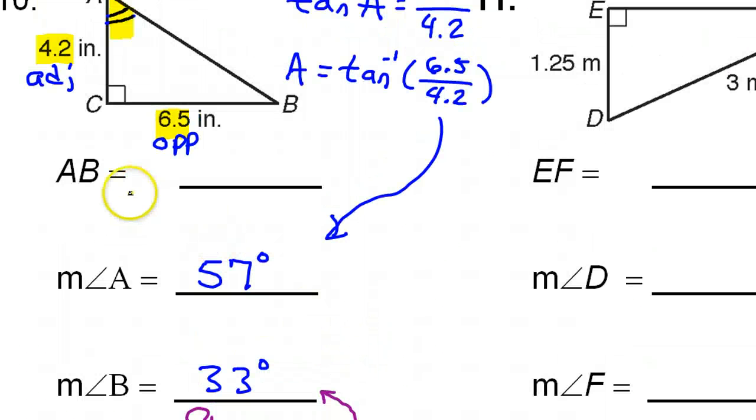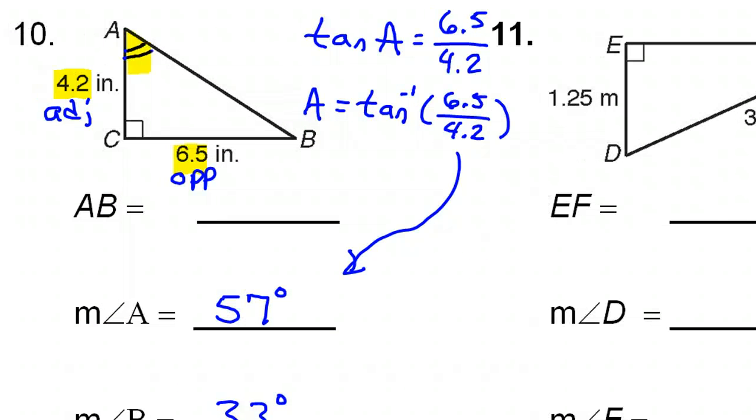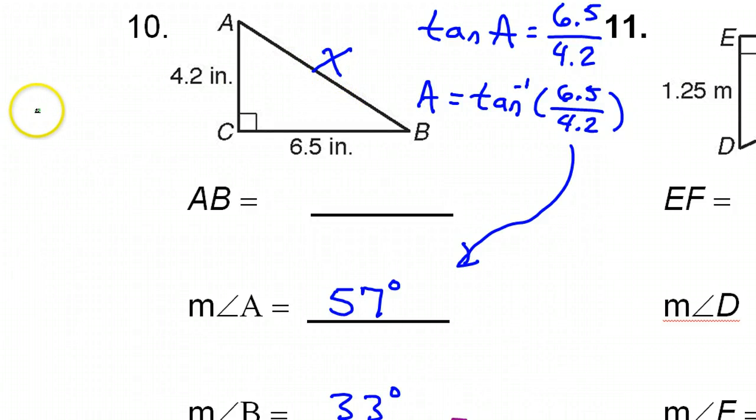Now let's go back and find AB, which is the hypotenuse. If I want to go back and find AB, well, looky here. We already have two sides given, and we're asked to find the third side. The Pythagorean theorem is the way to go. Pythagorean theorem: a squared plus b squared equals c squared. Just make sure you put the hypotenuse by itself.